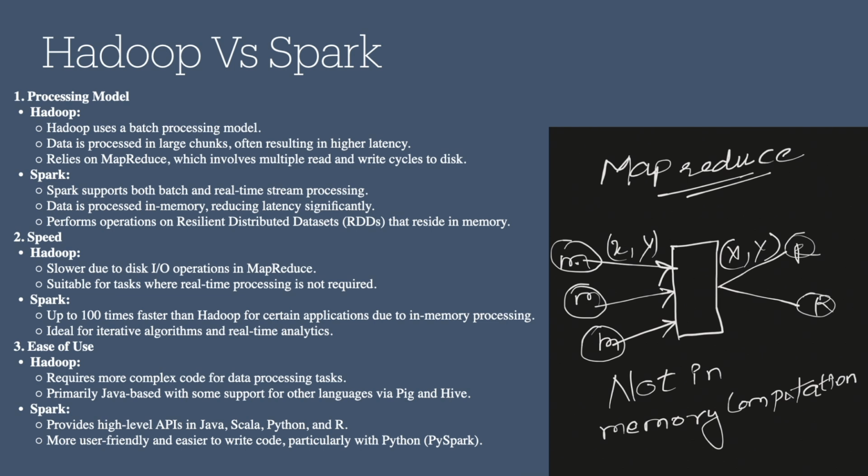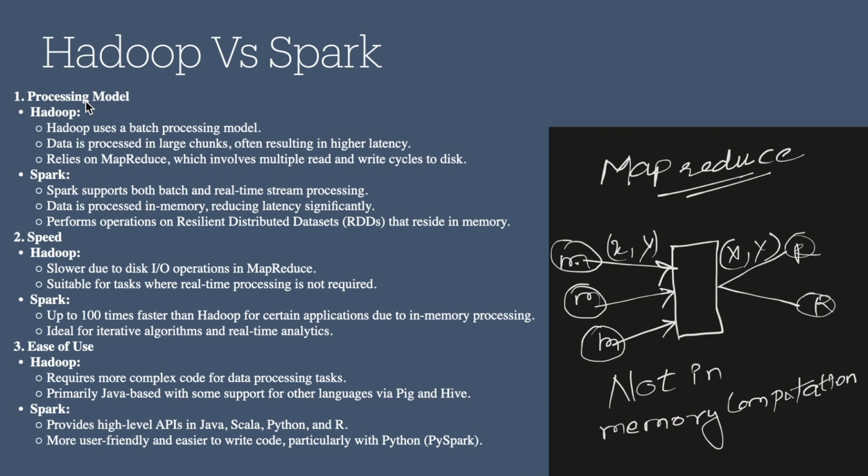So today we're gonna talk about two big data processing frameworks, that is Hadoop and Apache Spark. Both are powerful tools, but they have some distinct differences that make them suitable for different use cases. Firstly, we'll talk about the processing model.